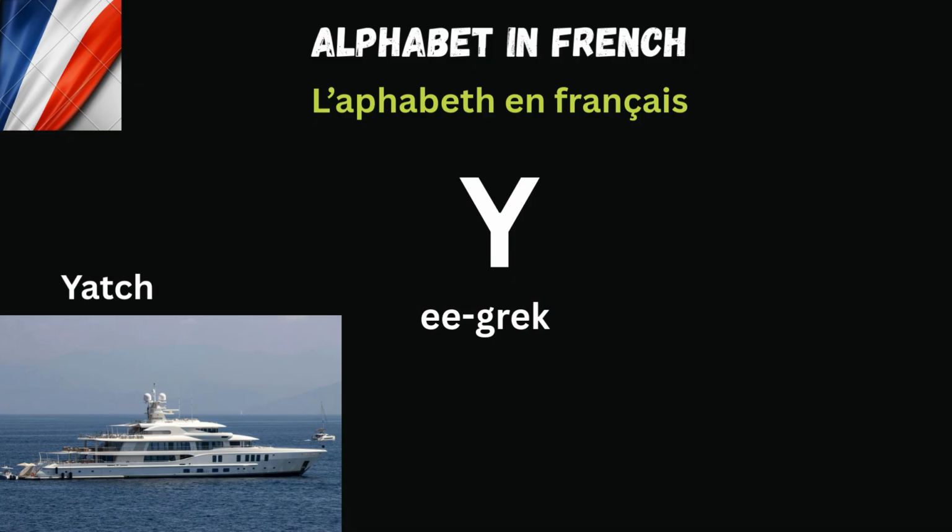So letter Y is pronounced as Y in French language. And Y stands for yacht in French. The same yacht in English is also pronounced as yacht in French language. It's a borrowed word. French and English share the same borrowed word. So let's try pronouncing the Y again in French language. Y. Y. Y. Perfect.